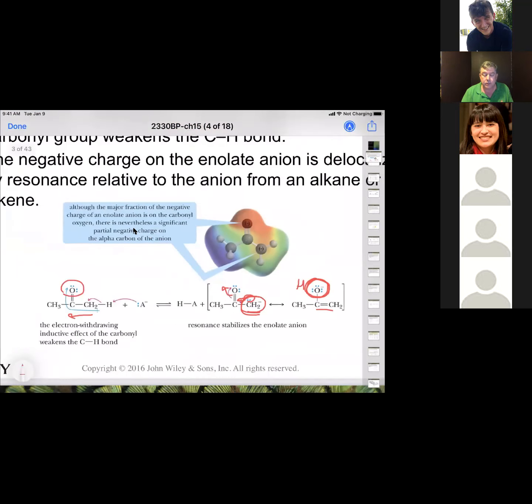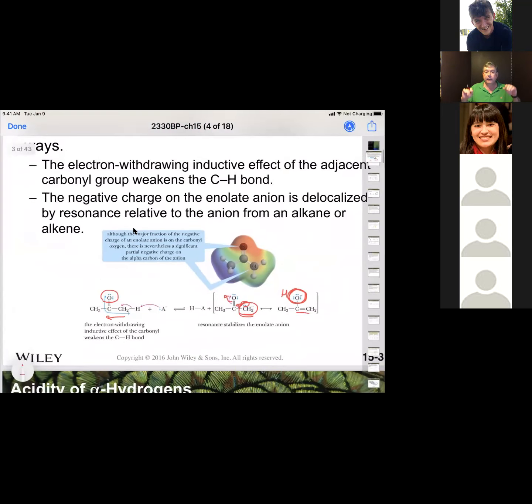Okay. So do we see why that alpha hydrogen is more acidic than if it were just a hydrocarbon? If it was just a hydrocarbon, right here, and we tried to pull it off and put an anion here, that anion would stay on that carbon. But because we have the ability for these electrons to kick in here and these electrons to kick out here and have a negative charge, it stabilizes that negative charge and makes it more acidic.